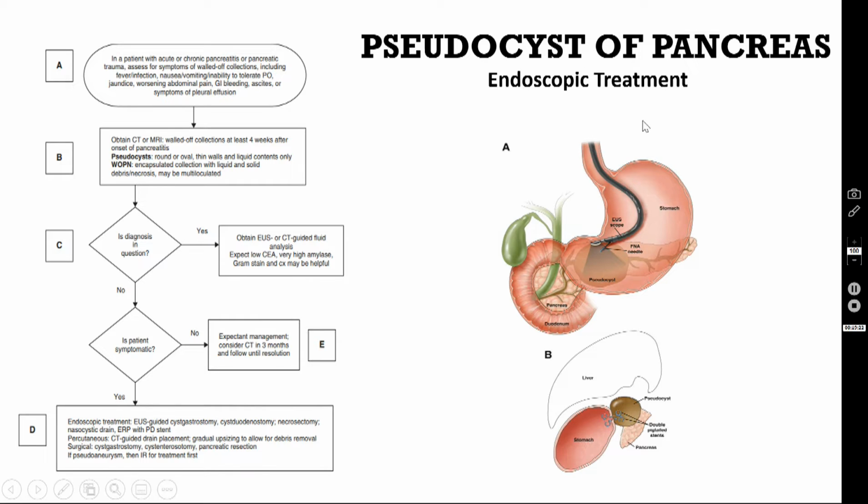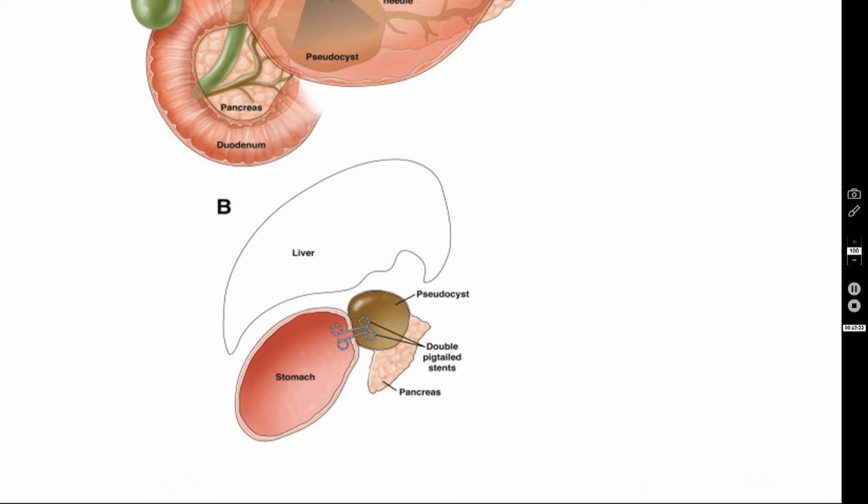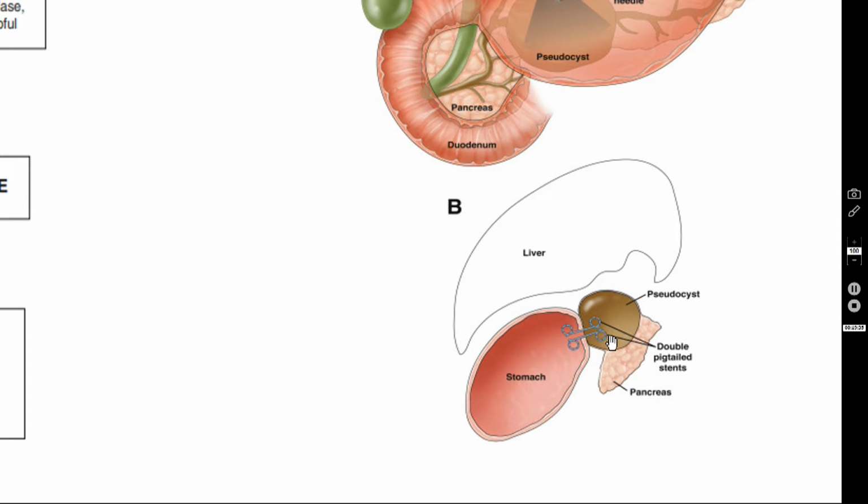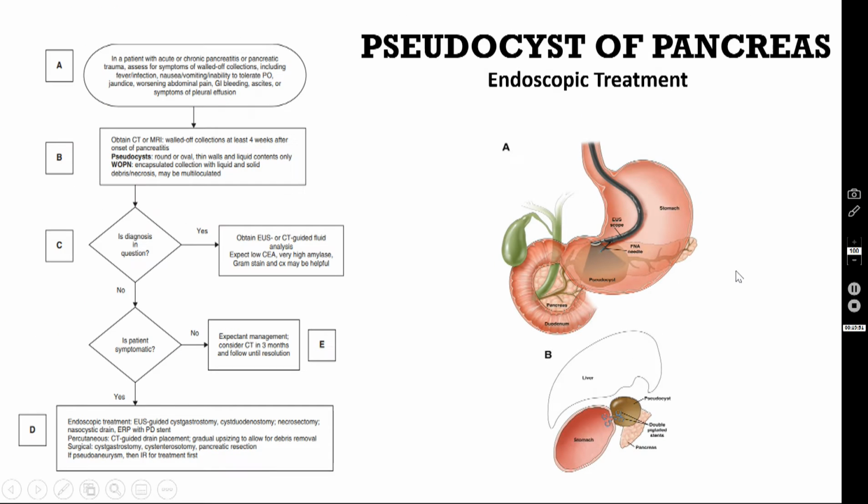So endoscopic treatment, you are seeing the picture here. You put the endoscope inside, and with endoscopic ultrasound, you can put 2 catheters here. That is what you are seeing in this picture. This is a double pigtail catheter. This is the stomach and this is the cyst. With the endoscope, you can introduce this so that whatever collection is inside will get drained into the stomach.